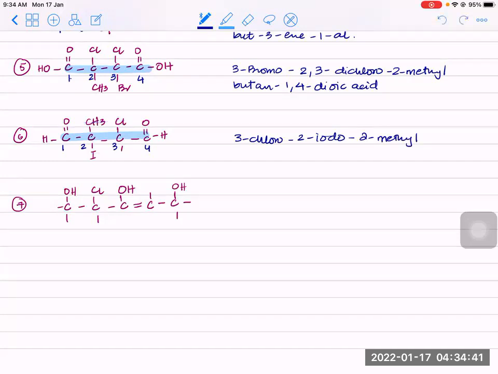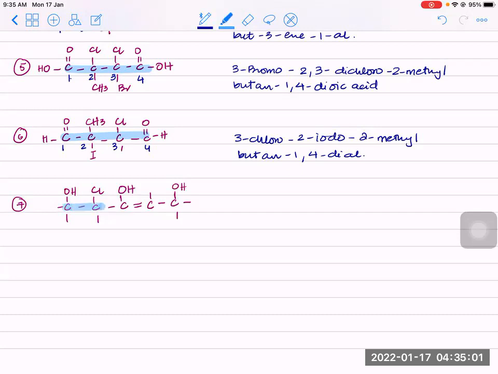Now main chain is how many carbons? 4. So that will be bute. All carbon-carbon bonds are single. So butane, 1, 4. You have 2 aldehydes, dial. So butane-1,4-dial. That will be the aldehyde.